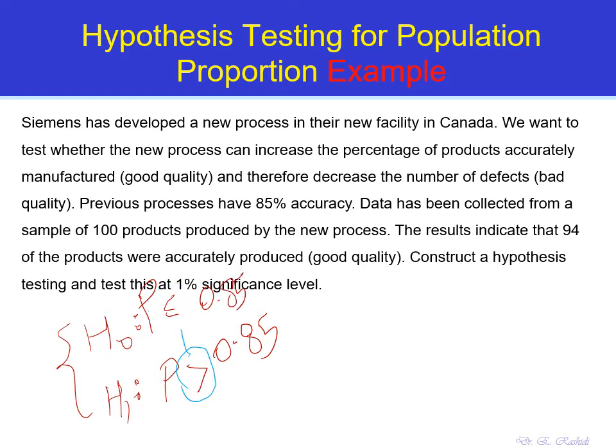And that means that the percentage of accurately manufactured product is the same as before or less than that. It doesn't really matter. In some notations, they show this by equality, and in some they show it by less than or equal to. Anyhow, the null hypothesis would state that the proportion of accurately manufactured product, good quality product, has not changed in the new facility. So this is our first step. We formulated the null and alternative hypothesis. Now we need to go to other steps.